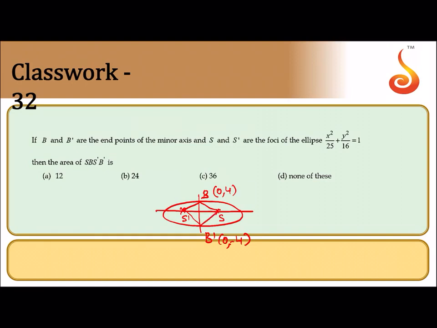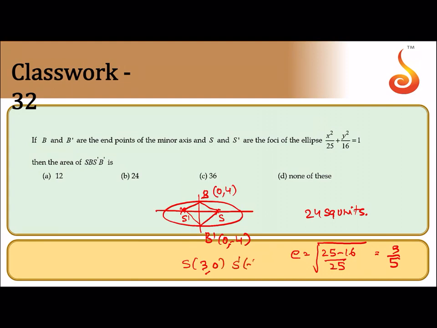So they are asking the area of S B S dash B dash. Very simple, you know all the values. So the area will come as 24 square units, because you know the foci coordinates. What is the eccentricity? Under root of 25 minus 16 by 25. This is equal to 3 by 5. Eccentricity is equal to 3 by 5.